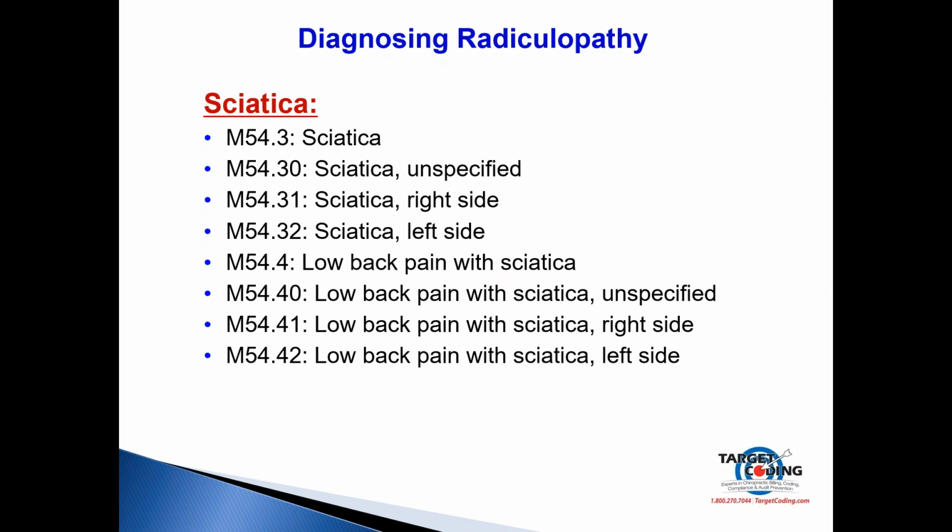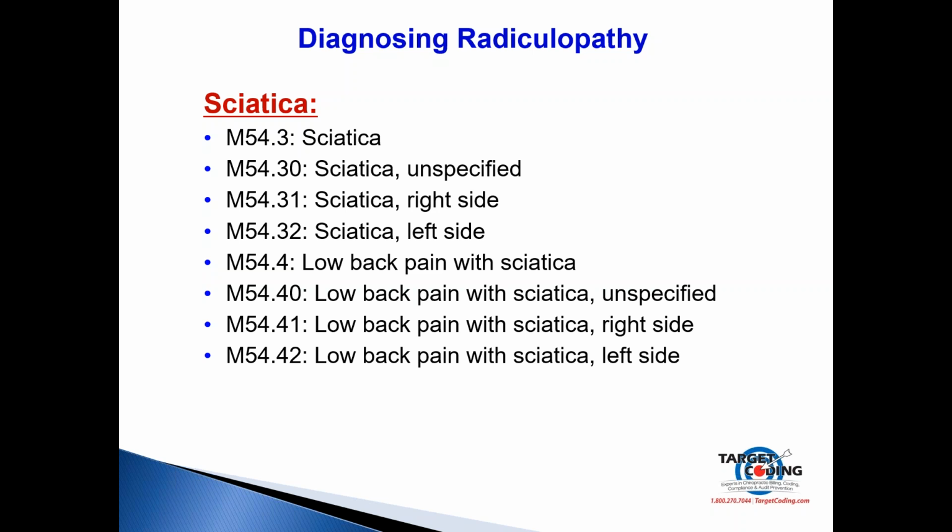So now we have a little laterality here. Sciatica right side, M54.31. The number 1 designates right side. Number 2, left side. So sciatica on the left side is M54.32. What about bilateral sciatica? Is there a diagnosis code for bilateral sciatica? Another common question I get, and the answer is no. There isn't. We don't have one for bilateral sciatica at the present time.